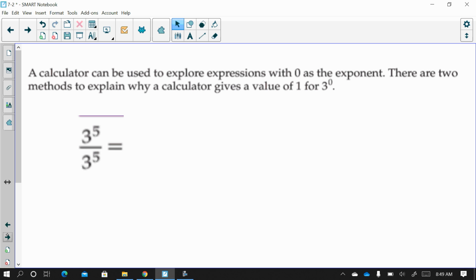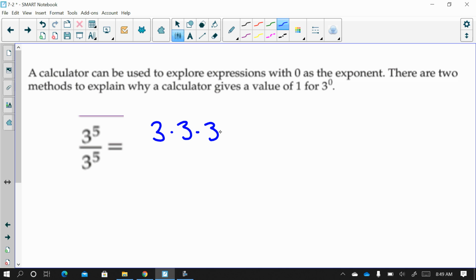So let's talk about this. 3 to the 5th over 3 to the 5th. Well, let's just see what it comes out to be. So 3 to the 5th is 3 times itself 5 times. 3 to the 5th, same thing.